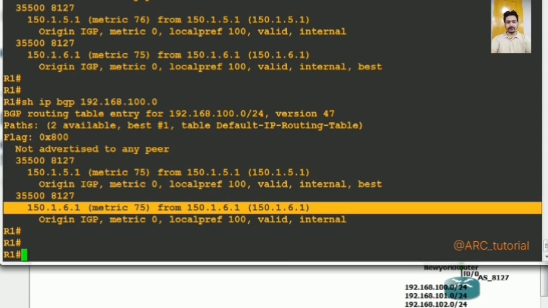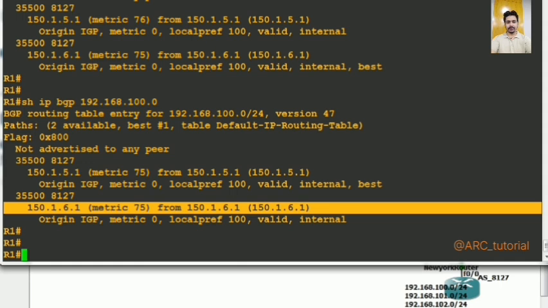What is next tiebreaker now? Oldest path. But this oldest path works only for eBGP neighbors. This time R1 is having only and only iBGP neighbors, not eBGP neighbors. So this oldest path tiebreaker will work only in that case when you are receiving prefixes from your two different eBGP neighbors. But this time, of course, it will not take place, right?